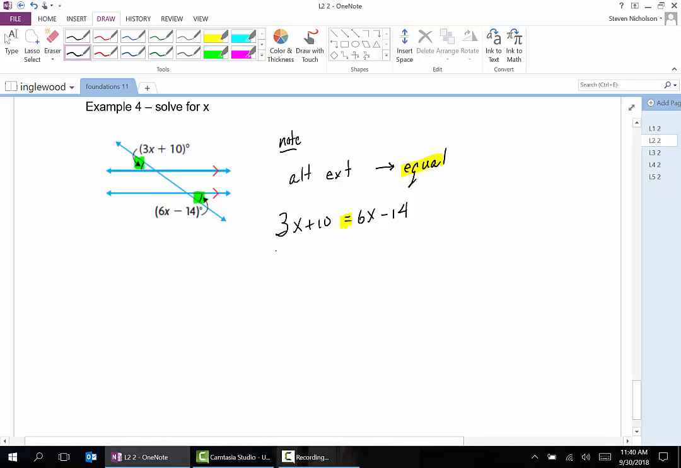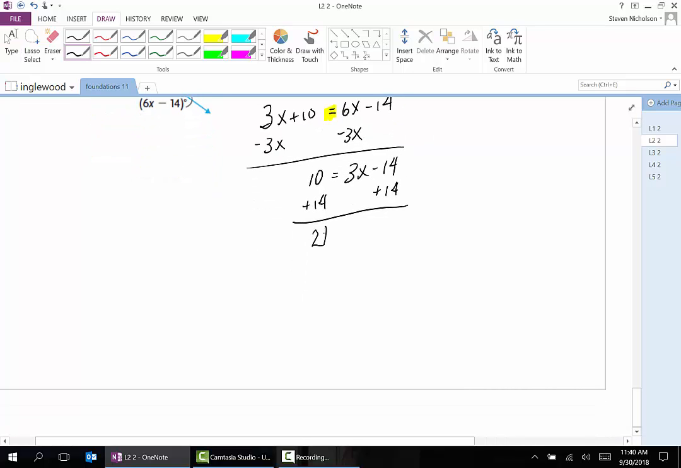So again, I'll go ahead and solve. I always want to try to keep my x's positive when possible. And numbers on one side, x is on the other, and finally we'll end up with 24 is equal to 3x, x is equal to 8.